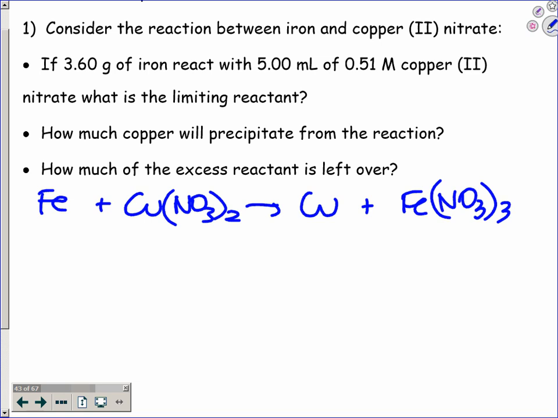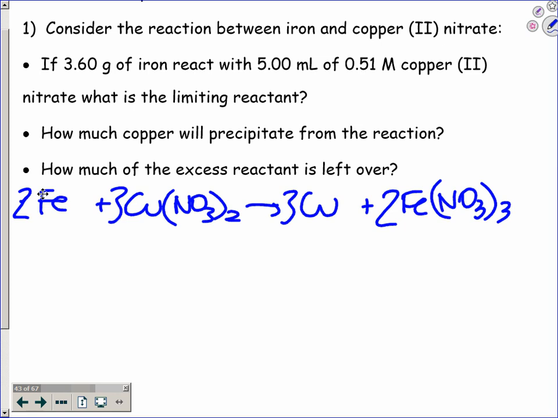Everybody, what do I need to balance? What's up here? I got 3 nitrates and 2 nitrates. That doesn't match, right? So what do I need, CJ? 2, 3, 3, 2. Yeah, we're good. Thank you.